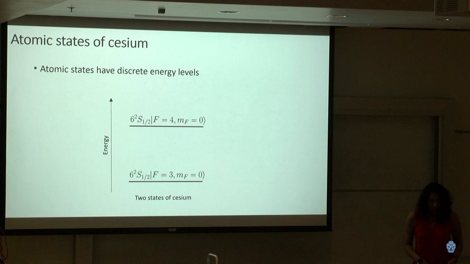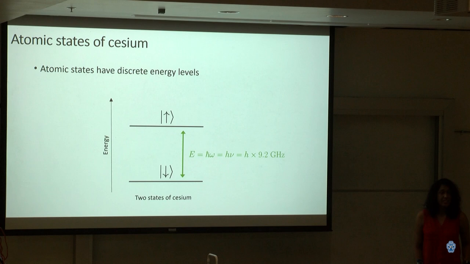If you're not familiar with quantum mechanics, don't worry about it. We're actually just going to think of these states as being up and down. And these are both long-lived ground states of the cesium atom. The up and the down states are separated by an energy of Planck's constant times 9.2 gigahertz. And when I say 9.2 gigahertz, you know what number I actually mean.